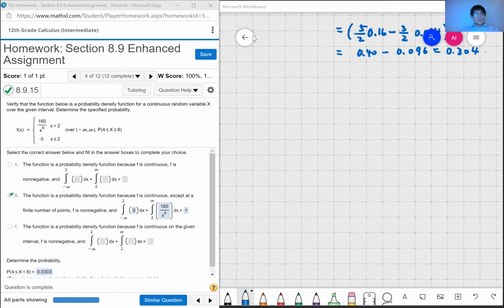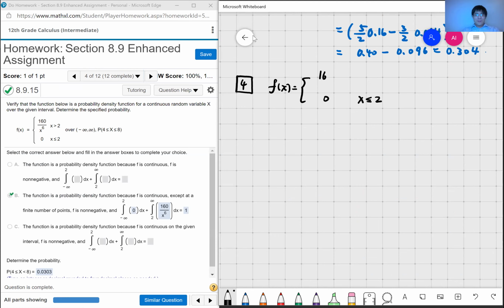Okay, now move on to problem number 4. Verify that the function below is a probability density function for a continuous random variable x over the given interval. Determine the specified probability. The function f of x is basically 0 for all x less than or equal to 2, and 160 over x to the power of 6 for x greater than 2.